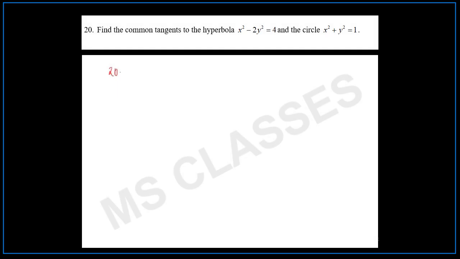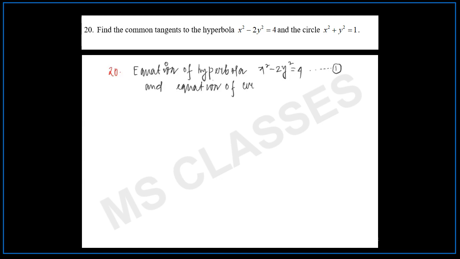Here we have to find the common tangent to the hyperbola whose equation is given. Now the equation of the hyperbola is x square minus 2y square equal to 4, which is marked as 1, and the equation of the circle is x square plus y square equal to 1.